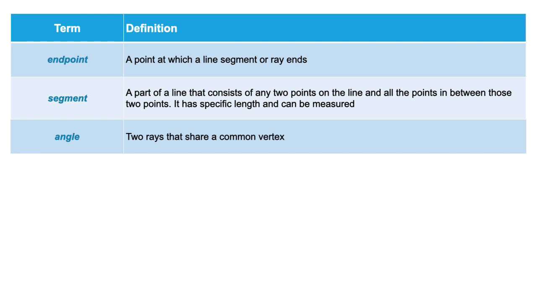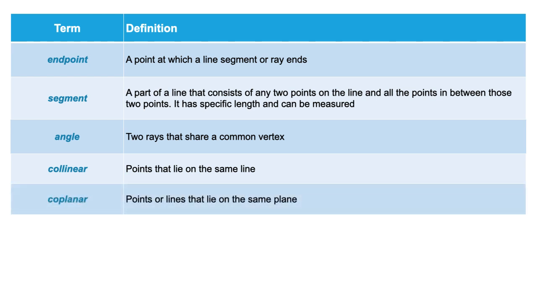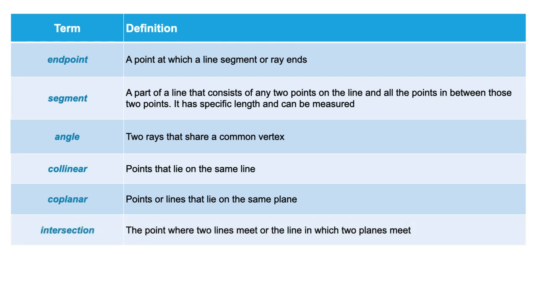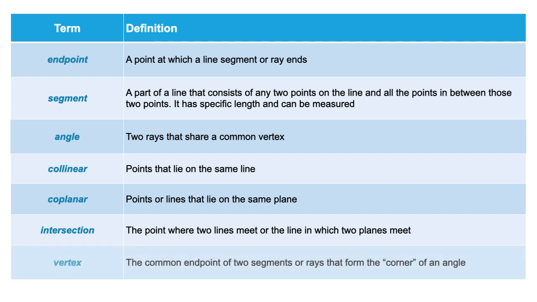Angle: 2 rays that share a common point called a vertex. Collinear: points that lie on the same line. Coplanar: points or lines that lie on the same plane. Intersection: the point where 2 lines meet or the line in which 2 planes meet. Vertex is the common endpoint of 2 segments or rays that form the corner of an angle. Now we'll look at a diagram next, and we'll try to make sense of the diagram using these terms.